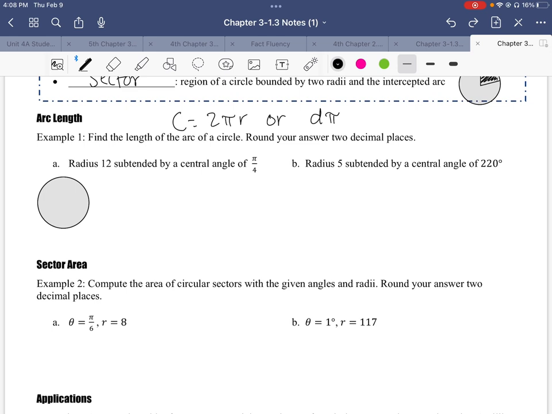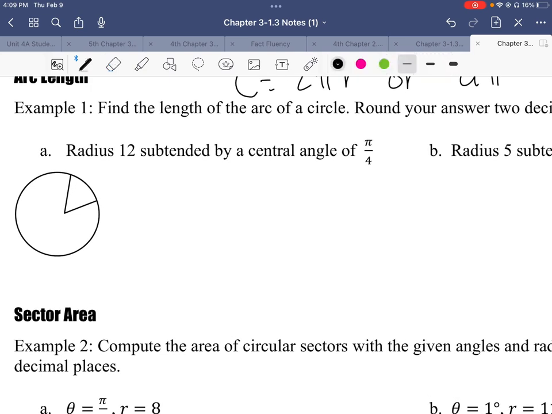So for this circle, we know the radius is 12, and we know that the angle of the arc that we're looking at is pi fourths. So what I'm going to want to do here is say, okay, well then this is 12, this is 12, this is pi fourths, and I'm trying to find this arc length. I'm trying to find out how long it is.